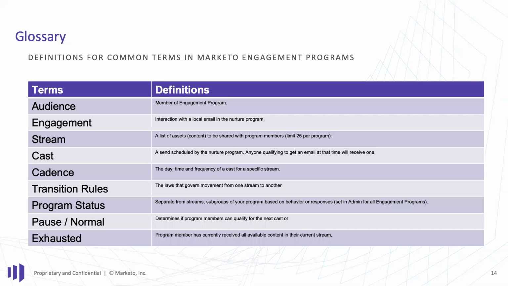As a little bit of a crib sheet, I've put together these sort of glossary terms. So if you aren't familiar with stream, cast, cadence, transition rules, program statuses, that pause, normal sort of component of the programs, or exhausted content, and you don't also potentially know the difference between pausing someone in the program and removing them from the program, these would be areas to spend some time studying specifically around engagement to make sure that you are good to go for taking the MCE.